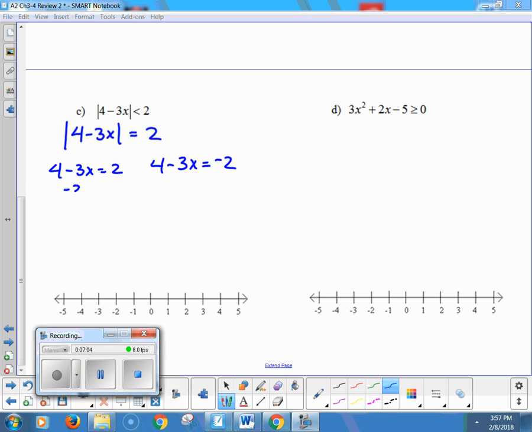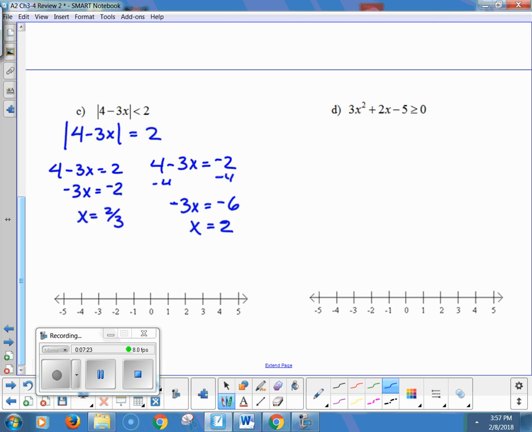And if I subtract 4 from each side, I get negative 3x would be negative 2, or x would be positive 2/3. And here, subtracting 4 from each side, I get negative 3x could equal negative 6. So x could equal positive 2. So we have a boundary point at positive 2 and a boundary point at 2/3.